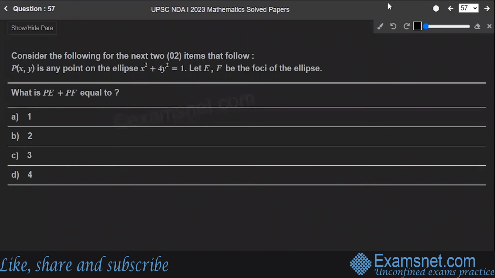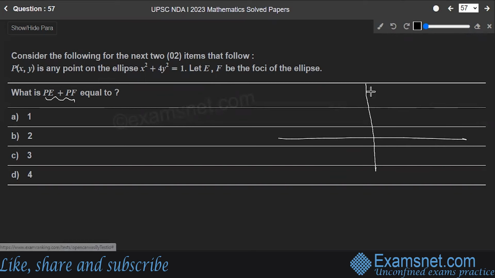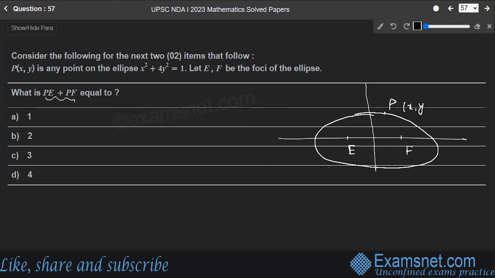Question number 57. Consider the following for the next two sums, 57 and 58. It says P(x, y) is any point on this ellipse. Let E and F be the foci of the ellipse. Then you have to find out what is PE plus PF. Actually, this is quite an easy sum. So you are given this ellipse. I'm not good at drawing, so I just want you to understand the concept. So if this is the ellipse, these are the two foci. Let's name this as E and F. And let this be any point P(x, y), which is talked about in the sum.